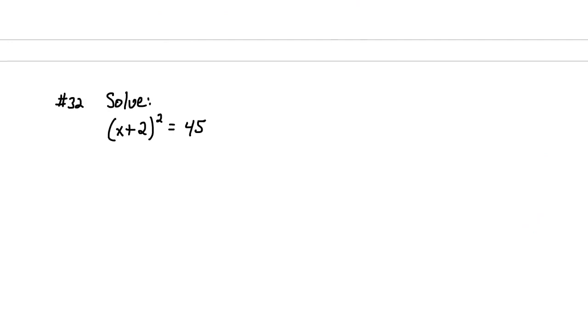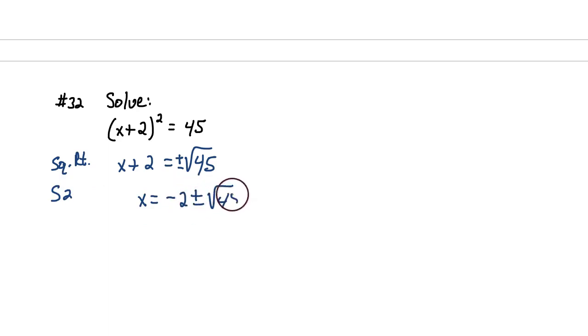Number 32, we have an equation to solve. Let's remove the squaring by doing the square root of both sides. So when you remove squaring by square root, you just get the x plus 2. And on the other side, you get the square root of 45. Remember that when you solve by doing square roots, you have to take the positive and negative square root of the number. The quick way to show that is with a plus minus sign. Now to get x alone, let's subtract 2 from both sides. We get x equals negative 2 plus or minus the square root of 45.